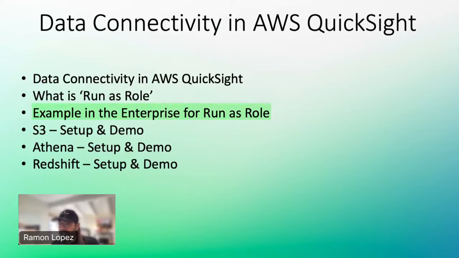Next, we'll talk about an example of using this run as role feature in the enterprise. And then we'll jump into looking at the three data sources, S3, Athena, and Redshift in detail. We'll look at the setup configuration for each one, and then we'll do a quick demonstration of how we're connecting to these data sources. So we'll jump right in. We've got a lot of content to cover in 26 minutes.